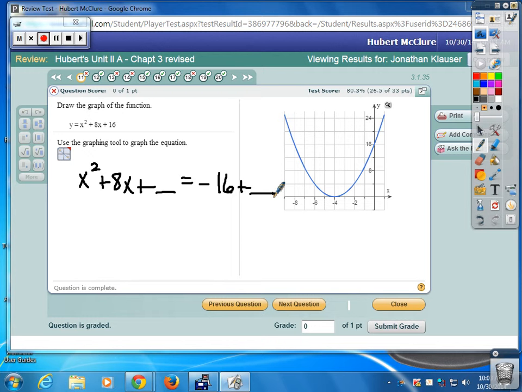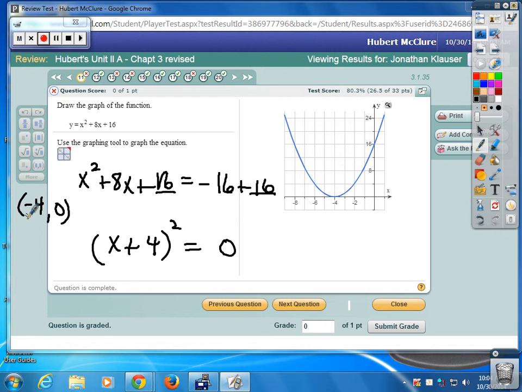I know you don't. All right, what's 8 divided by 2? And 4 squared is? And we get x plus 4 quantity squared is equal to 0. And take the square root of both sides. What's your vertex? Negative 4 and what? 0. And this, take the square root, you get x plus 4 is equal to 0.